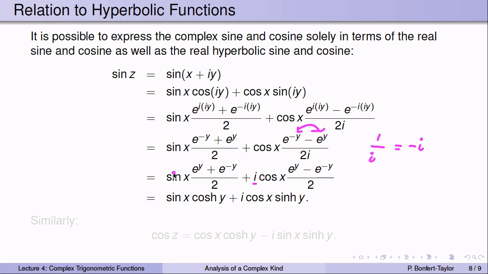Or you could also leave it the way it was in the previous line if you don't like to use cosh and sinh, and have another way of evaluating sine of z in terms of purely real valued functions, namely the sine of x and the cosine of x, and the exponential function of y and minus y. Similarly, you can find that cosine of z is cosine of x cosh y minus i sine of x sinh y.